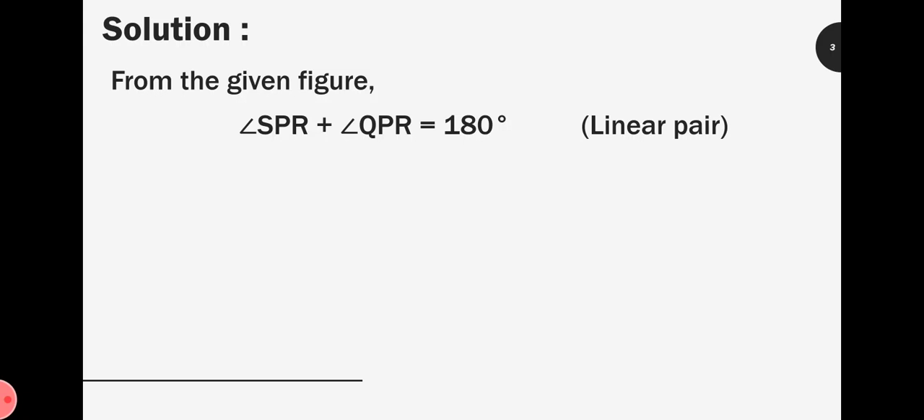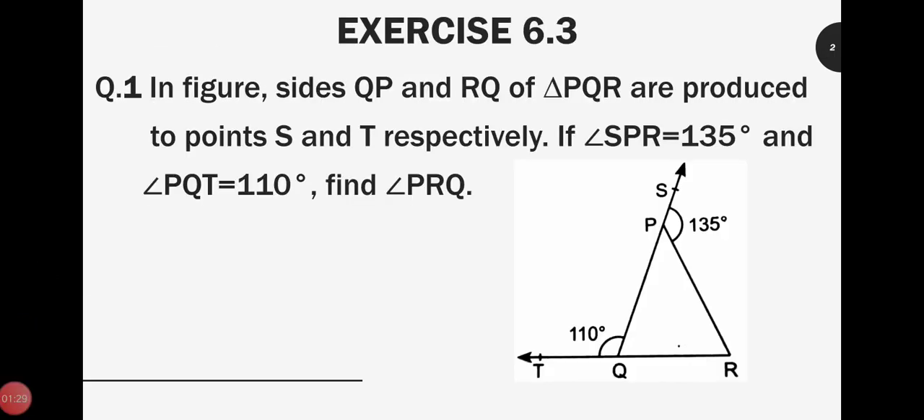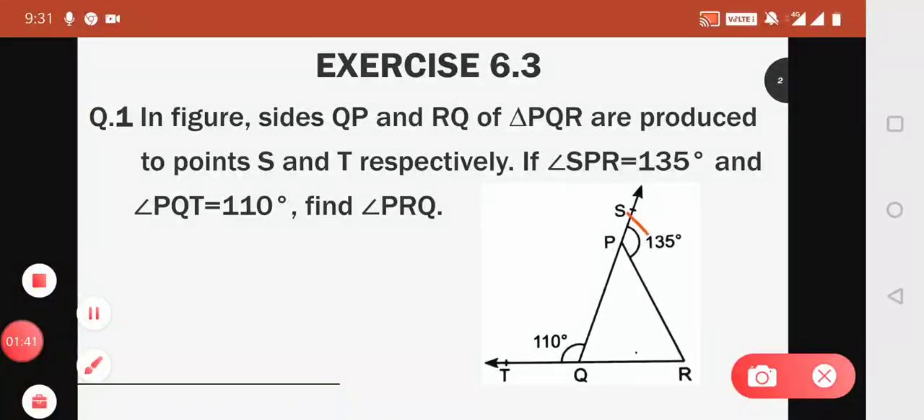Let's see in the figure. We can see that angle SPR, that is this angle, plus angle QPR, that is this angle. When these two angles are added, they make 180 degrees because they are linear pair angles. Now one of the angle values we already know, so we can find the value of the other angle.